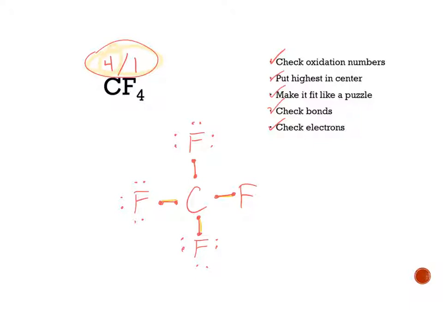Okay? So just to kind of backtrack through what we did. Oxidation numbers, write it on top. Okay? Put the highest one in the center, then spread out all the other elements around that central element. And then we check our bonds. However, whatever the oxidation number is, that's how many bonds that element wants. Once we have our bonds right, we check for our electrons. Each element wants to have 8 electrons. And just remember that a dash is the same thing as 2 dots. Okay?